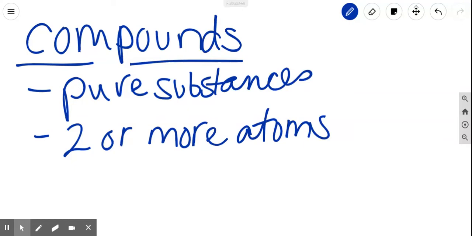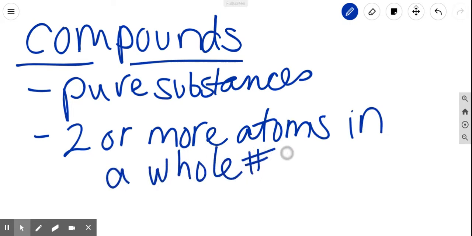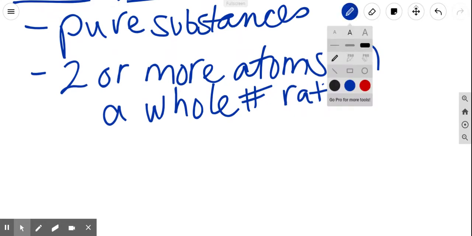All right, so we have our next video on compounds. Compounds are a subcategory of pure substances. They are composed of two or more atoms, or rather, two or more atoms in a whole number ratio. And with these compounds, what we mean by a whole number ratio is we can refer to the symbol for water. So water is H2O.